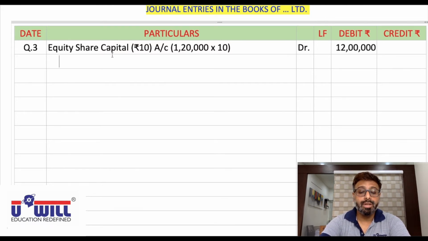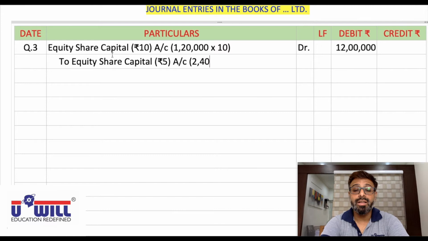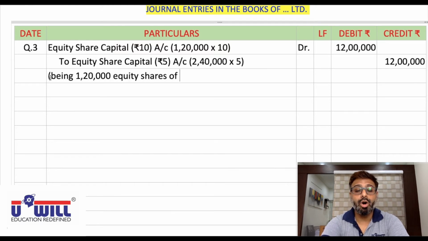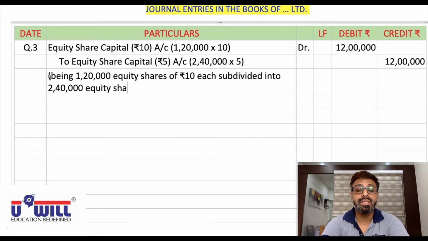And 2, equity share capital with new face value, that is 5 account. So now in the new face value we will have 2,40,000 shares of rupees 5 each. Amount will remain same, that is 12 lakhs. Being 1,20,000 equity shares of rupees 10 each, subdivided. As I said, this is a question on subdivision. So subdivided into 2,40,000 equity shares of rupees 5 each.